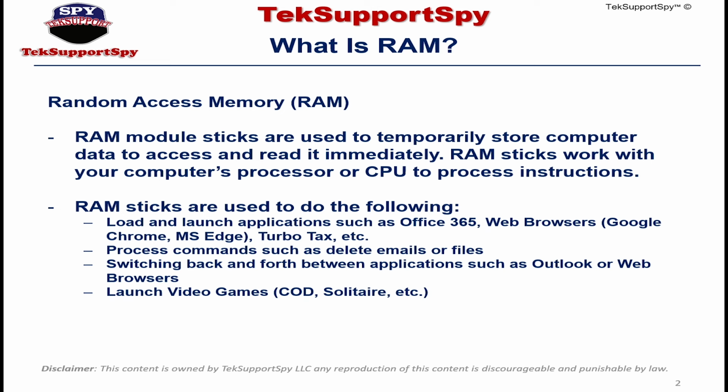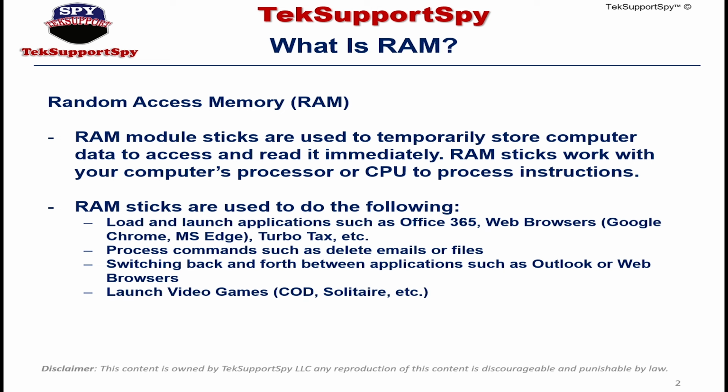One of the things your RAM sticks do is the following. If you're trying to launch or load Office 365, Word, Excel, PowerPoint, or web browsers such as Google Chrome, Microsoft Edge, or TurboTax, your RAM assists with opening those applications. If you are deleting an email or deleting a file, you're telling the computer to delete this email, delete this file. Your RAM helps with that.